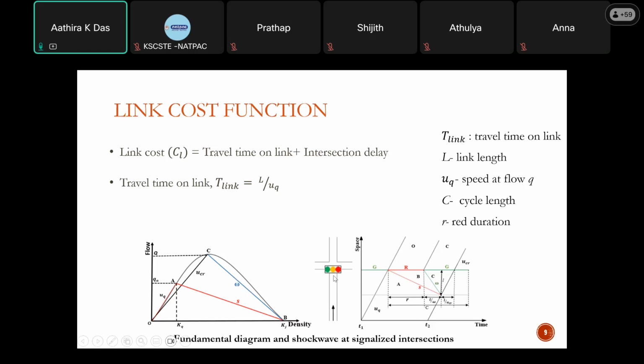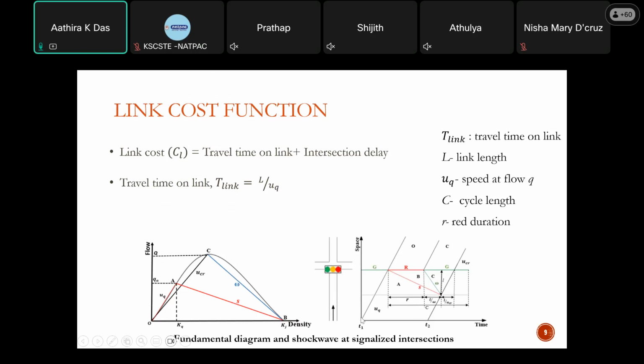So consider a road section, a link of the road with traffic signal at downstream. So this is the corresponding shock wave diagram shown as per the change in traffic signals, and the fundamental diagram shows the different traffic states. Now, assume that traffic flow at this road is Q, and the traffic signal at the downstream intersection has a cycle length of C and red duration R and green duration G.